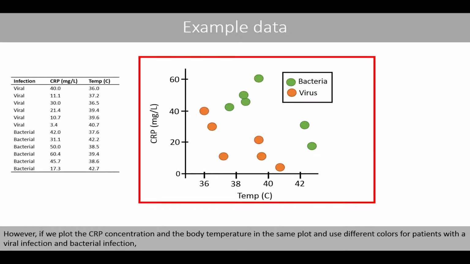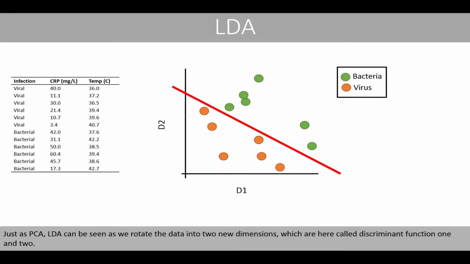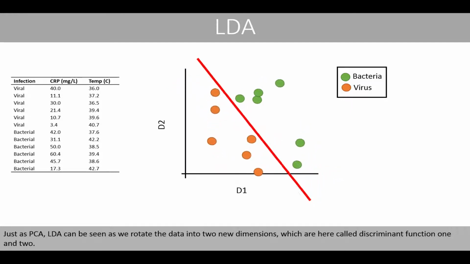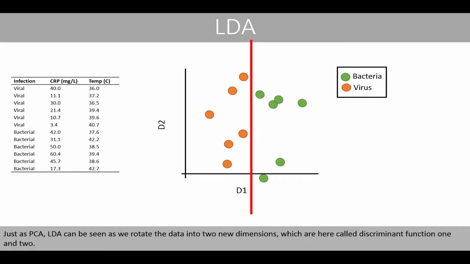However, if we plot the CRP concentration and the body temperature in the same plot, and use different colors for patients with a viral infection and bacterial infection, we can see that the following line can separate the two groups completely. This indicates that LDA would do a good job in separating the groups by combining the two variables. Just as PCA, LDA can be seen as if we rotate the data into two new dimensions, which are here called discriminant function 1 and 2.